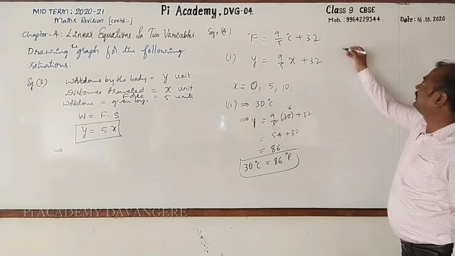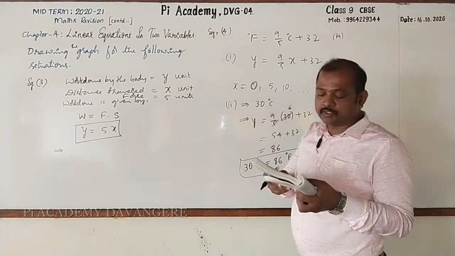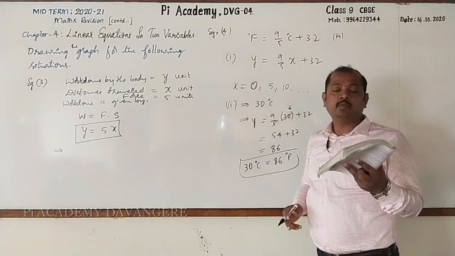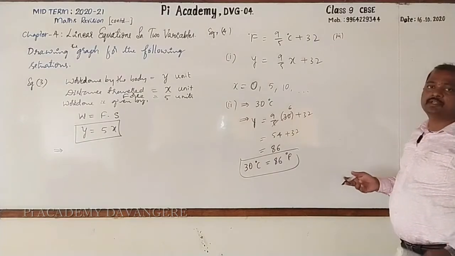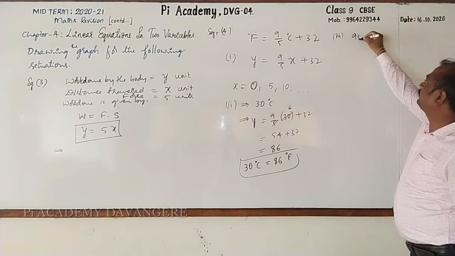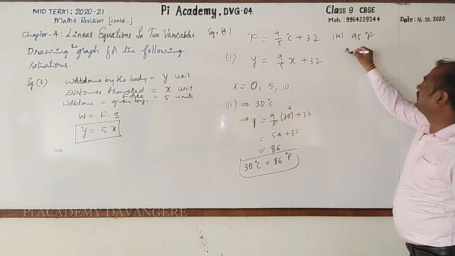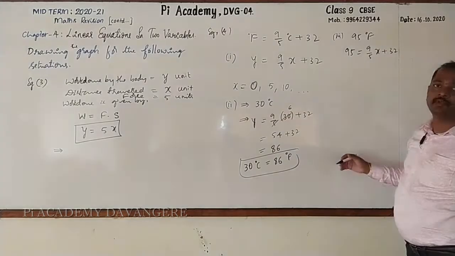Got it? Next, the third sub question is like this. If the temperature is 95 degree Fahrenheit, what is the temperature in Celsius? Very simple. Temperature is given in Fahrenheit. It is 95 degree Fahrenheit. Use this formula. So 95 is equal to 9 by 5 into x plus 32.